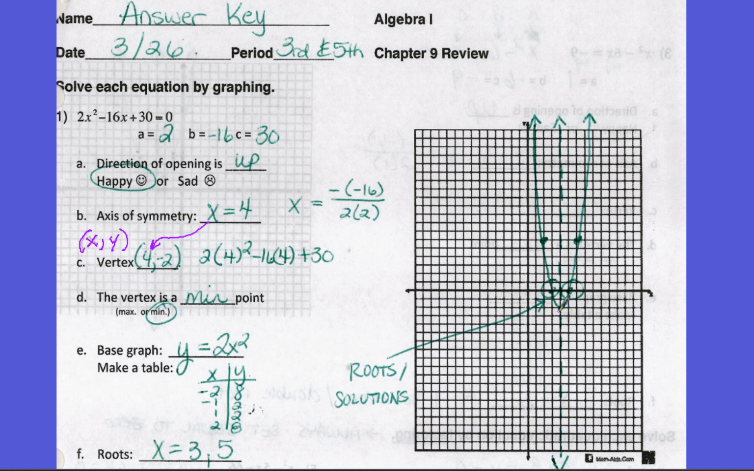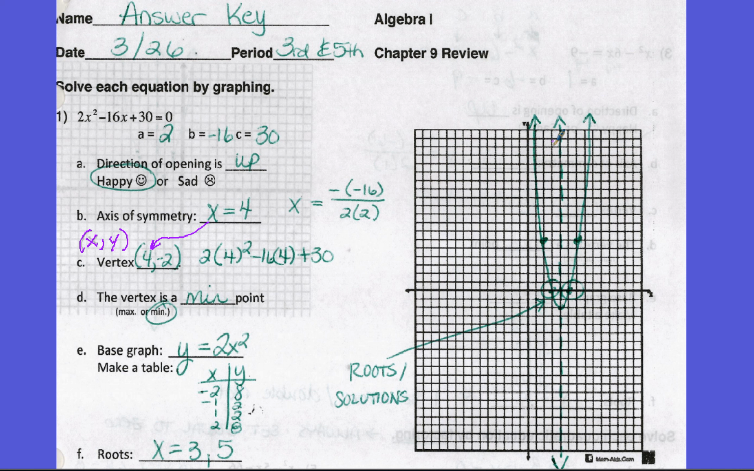When I graph this, I graph my vertex first, so I go to 4, -2. I put my dot there, and then my axis of symmetry runs right through it. Notice it's a vertical line, goes all the way past to the end of my graph. Then I go left 1 up 2, left 2 up 8, right 1 up 2, and right 2 up 8. Remember, these should be equidistant from my axis of symmetry. So this is 2 away, this is 2 away, this is 1 away, this is 1 away. That's why you could fold this parabola on top of itself over that axis of symmetry.